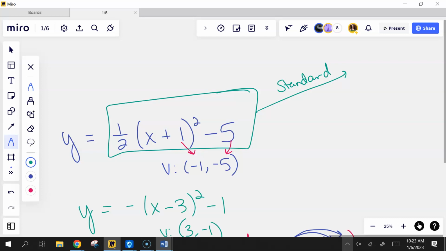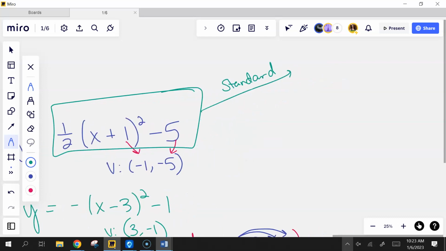Still get it? This one was hard, wasn't it? Tell me what you did first, if you started it. Why can I not distribute before? Why can I not do that first? Anybody? Okay, why do you have to do that first? How do you know you have to do that first?